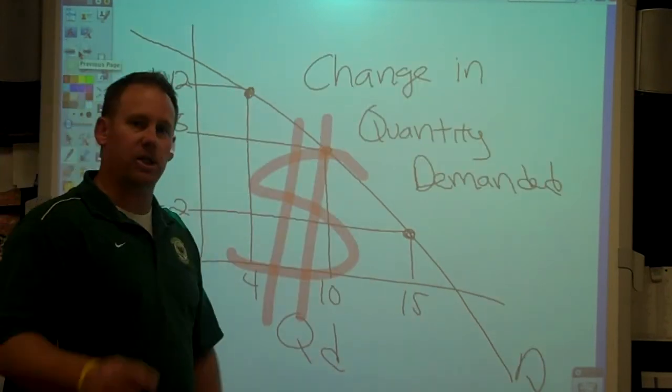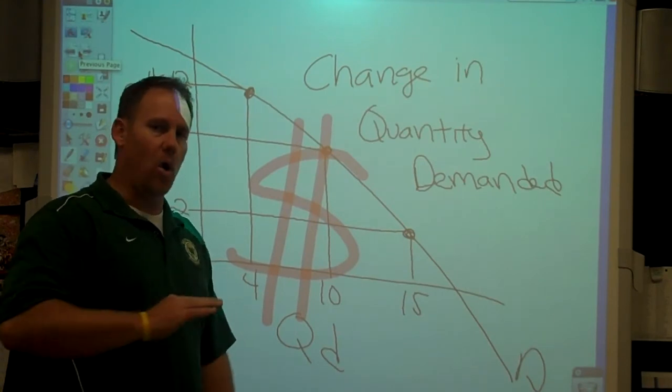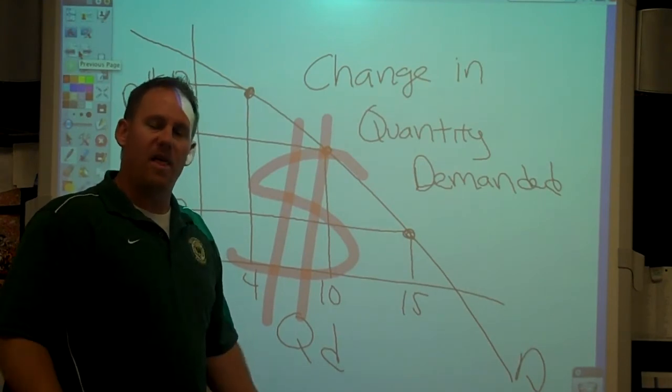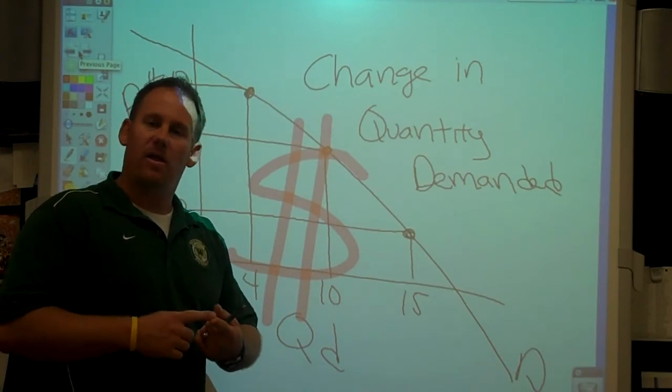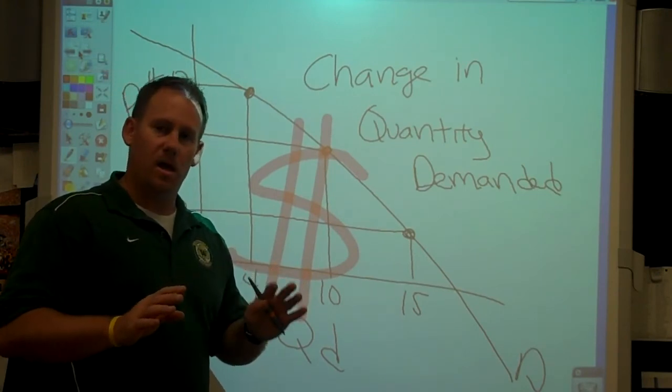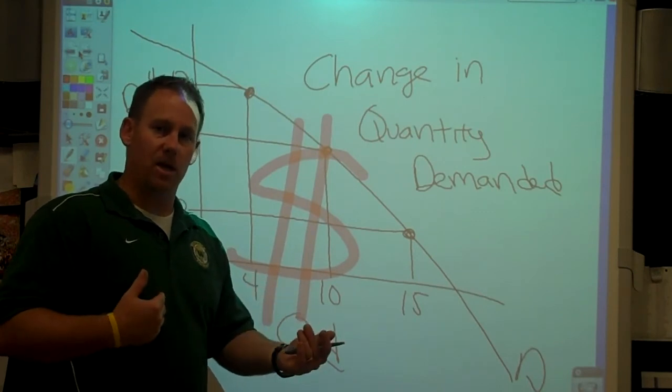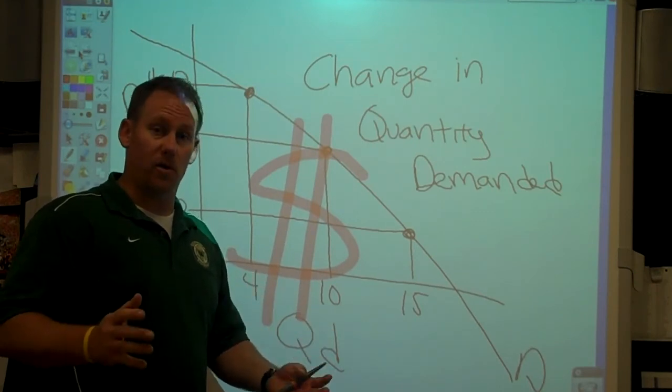This graph, change in quantity demanded, is only about price. That is the difference. If you see quantity demanded, think that it's totally about price. If you don't see that, if you see change in demand, know that it's something else other than price.